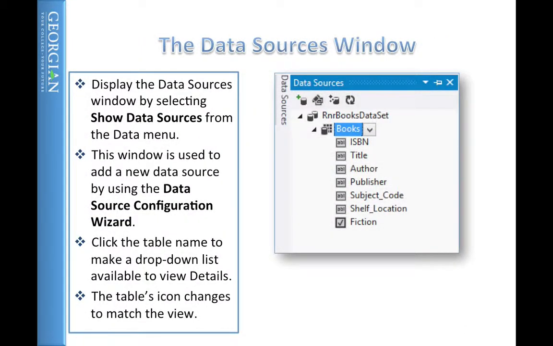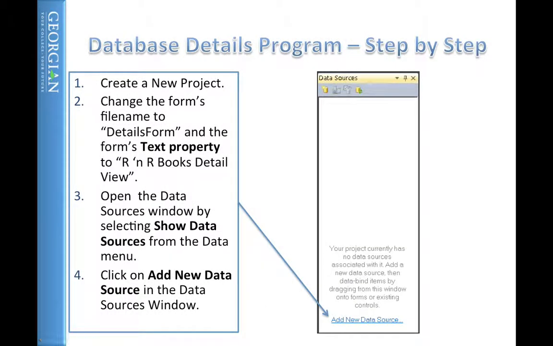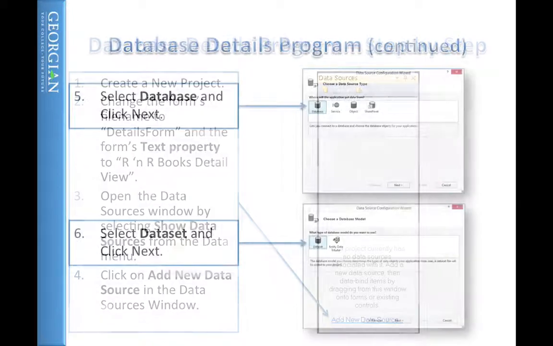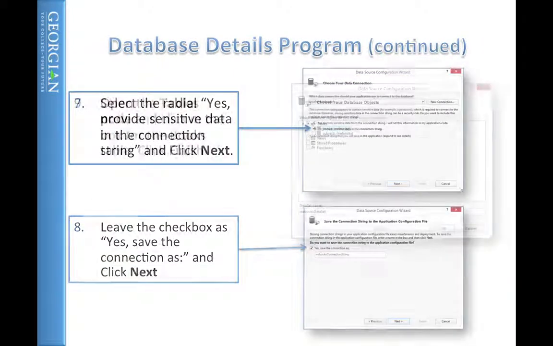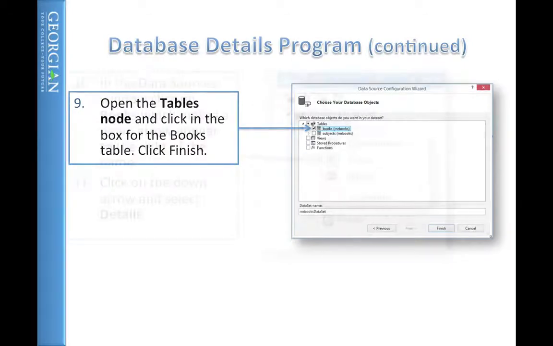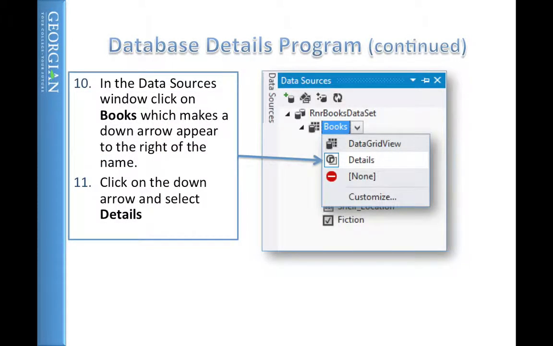So how do we do that? Well, we can do that through the data sources window that I just showed you. If we didn't have this, we'd have to add our new data source. And finally, after we step through, we'd get to this point again where we select all the fields, and instead of choosing data grid view, we're going to choose details. So let's do that next.